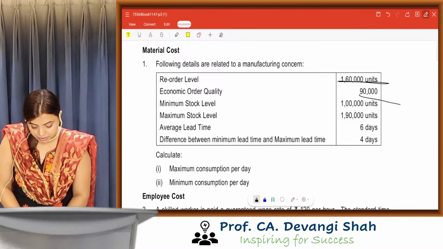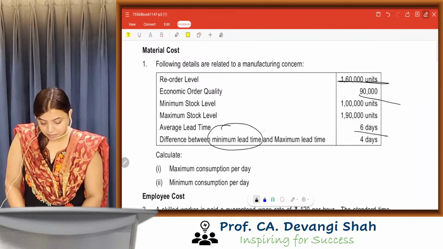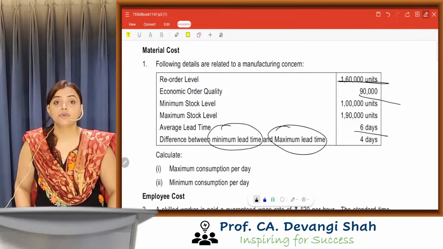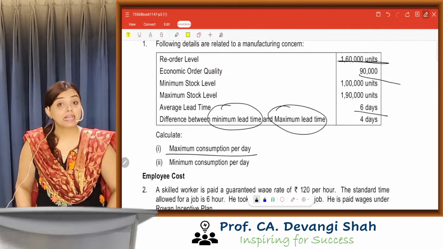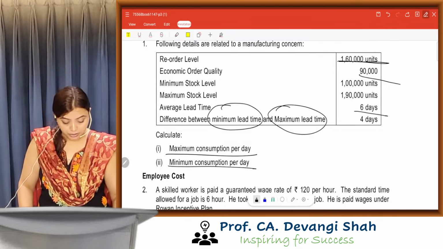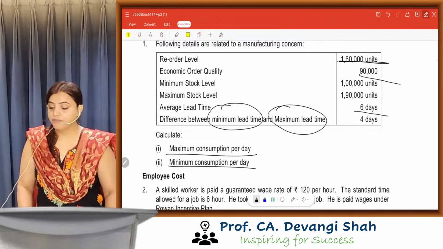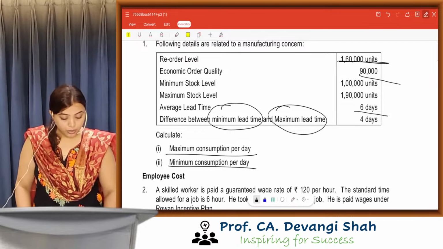Average lead time is 6 days. Difference between minimum lead time and maximum lead time is 4 days. Friends, you have to find out what is maximum consumption per day and what is minimum consumption per day. So first I would like to ask you, do you have any idea of how you are going to solve the sum?